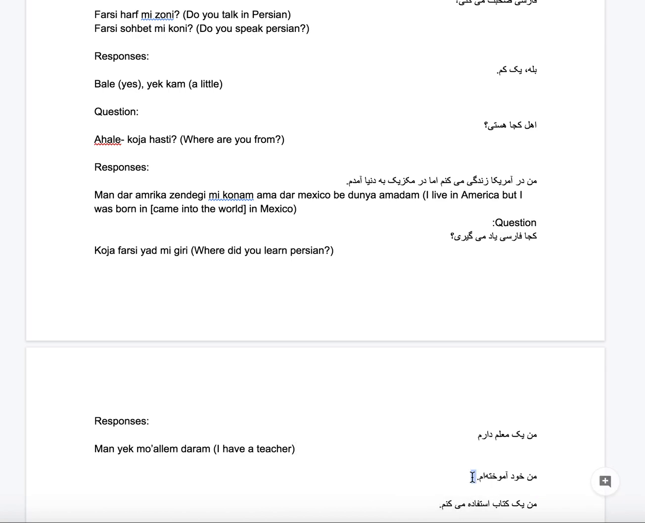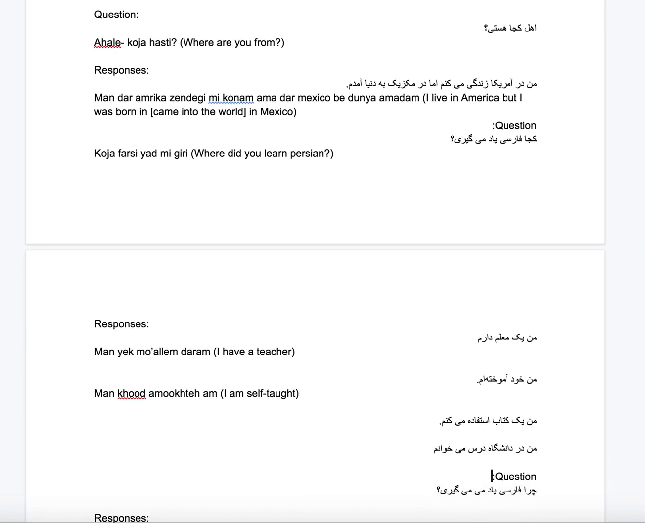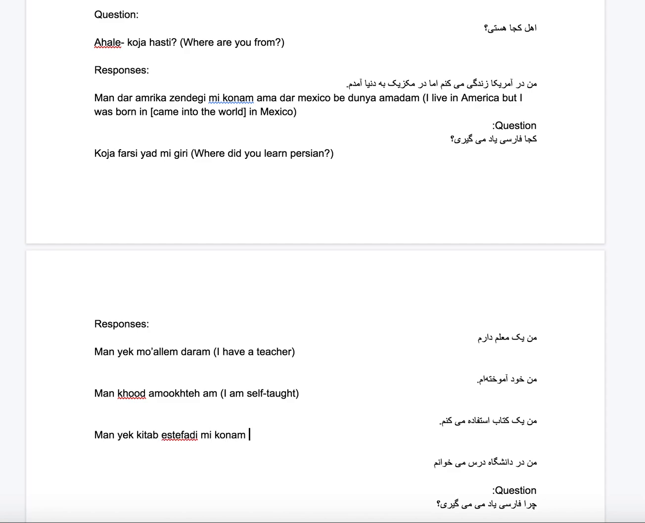If you want to be super fancy and show off, you can say man khud amukhte am. That means I am self-taught. You're going to sound really impressive if you say that. You can say man yek ketab estefade mikonam. I am using a book.